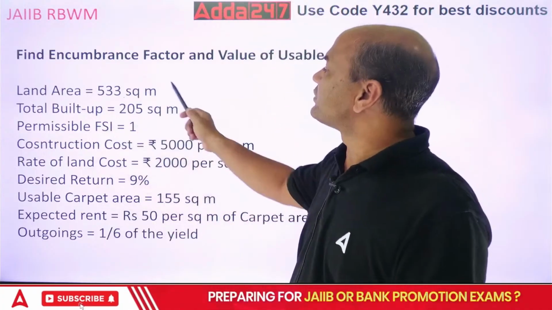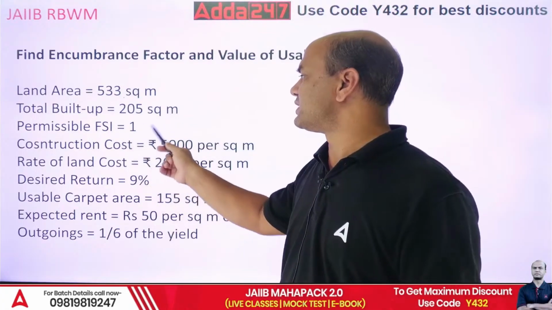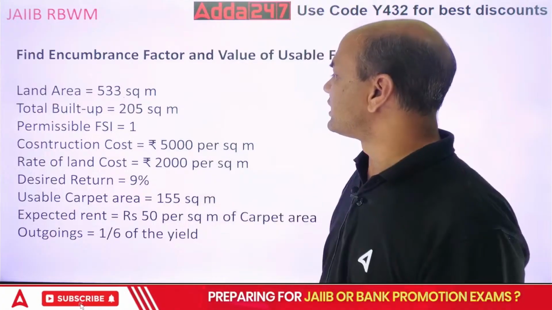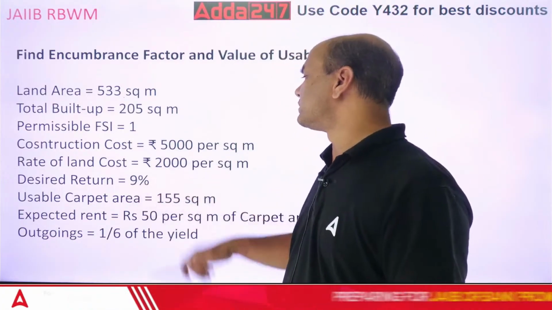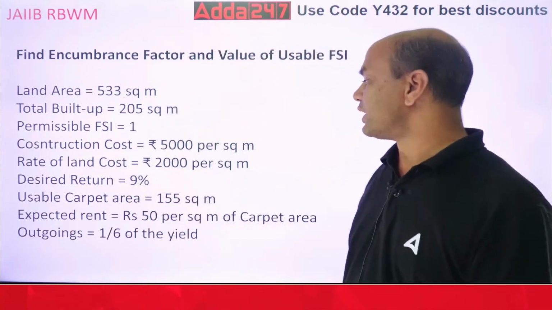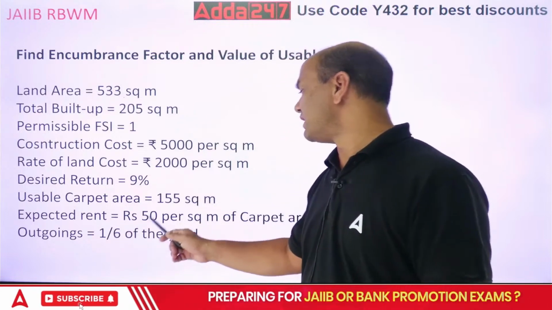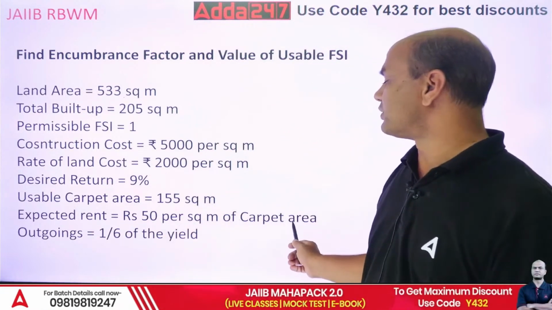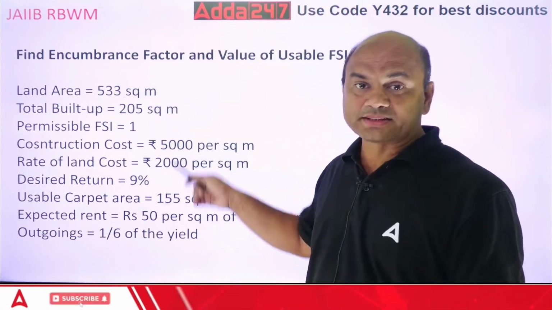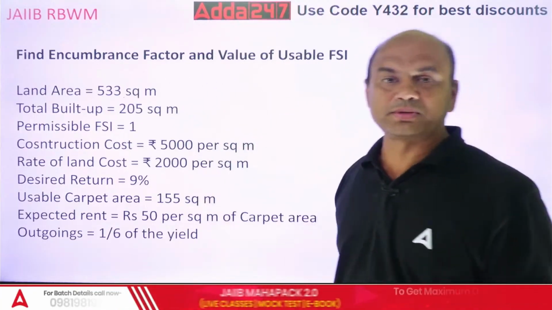Land area is given as 533 square meters. Total built up is 205 square meters. Permissible FSI is 1. Construction cost is 5,000 per square meter. Rate of land cost is 2,000 per square meter. Then desired returns is 9%. Usable carpet area is 155 square meters. Expected rent is 50 per square meter of the carpet area. Outgoings are 1/6 of the yield. These are the data given and you have to find out the encumbrance factor and the value of the usable FSI.